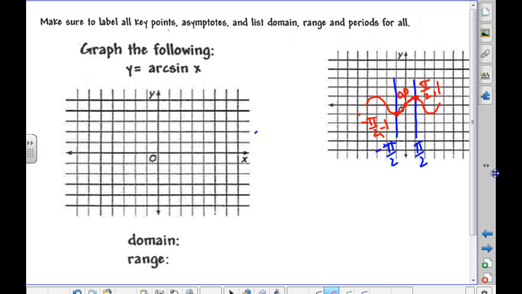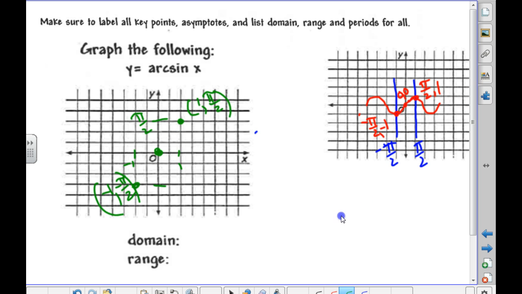Okay, inverse. What happens when we do the inverse? We still have 0, 0. But what happens to pi over 2, 1? It goes to 1, pi over 2. Right, and I'm going to call this 1 and somewhere up here pi over 2. So over 1, up pi over 2. And this end was negative pi over 2, negative 1. It will become negative 1, negative pi over 2. You can use any scale you want, I just didn't want it to be too tiny.